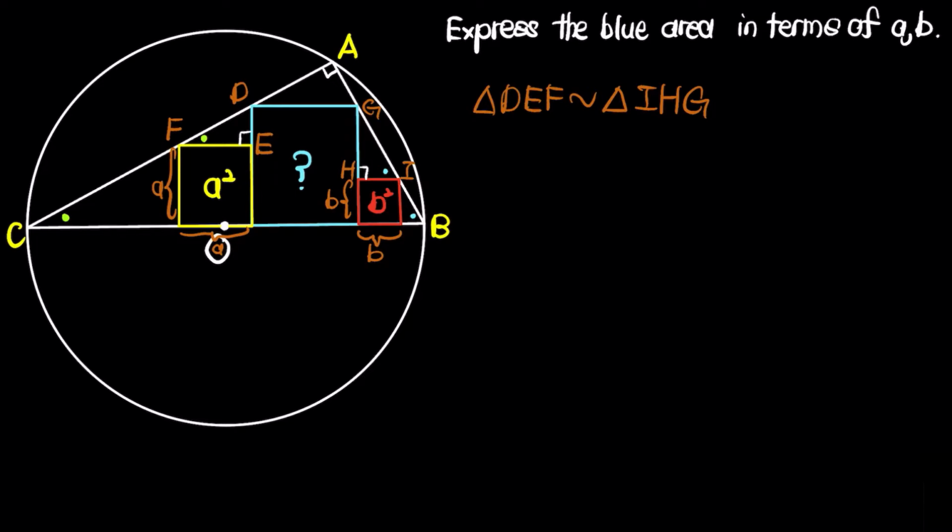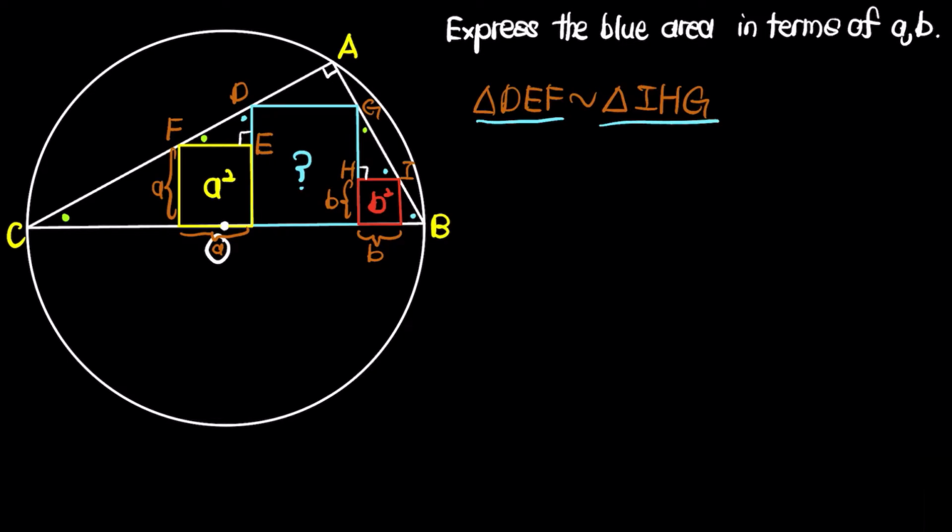Now it's not hard to see that the angle FDE is essentially the blue angle, which is the same as the angle GIH. And this angle HGI is also the green angle, which is the same as the angle DFE, because all these three angles add up to 180 degrees. They are also the same as the angles in the triangle ABC. So therefore, we have shown that these two triangles are similar.